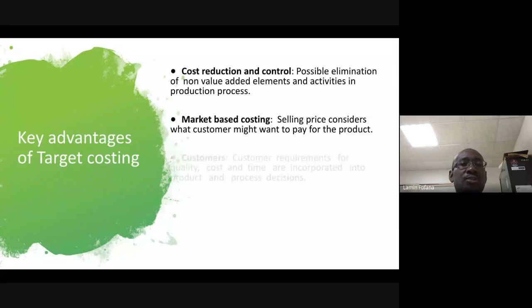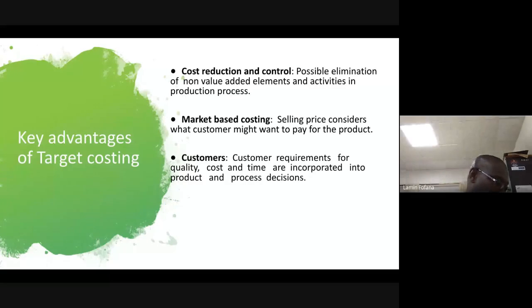Good. So let's look at some advantages of target costing quickly so that we can do our question. Of course, there is cost reduction and control. As we've all seen, if you use target costing technique, you can know which costs are necessary and which ones are not necessary. And as such, you'll be able to reduce costs. You'll be able to control by reducing cost, of course, your market-based costing, your selling prices and so on.